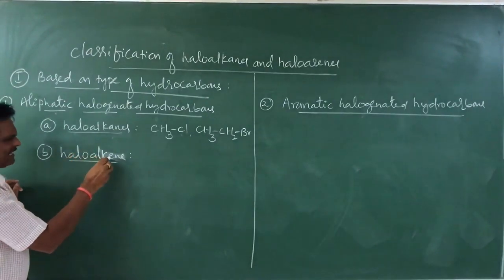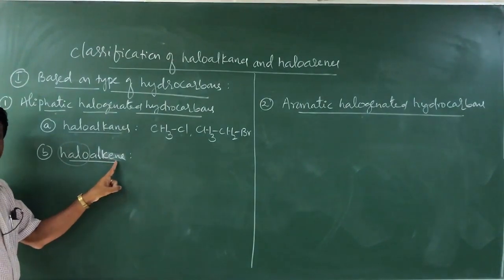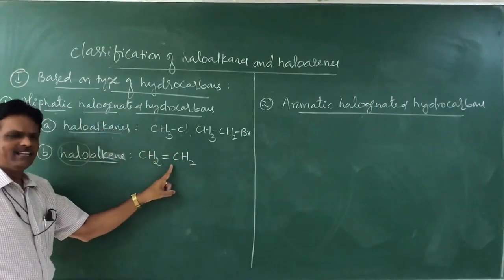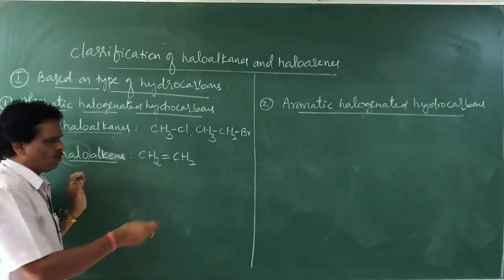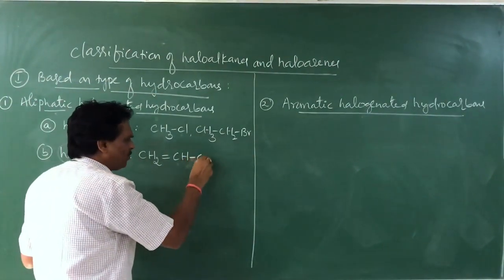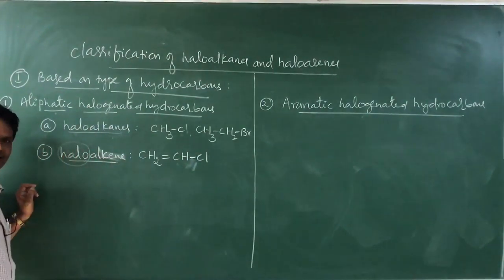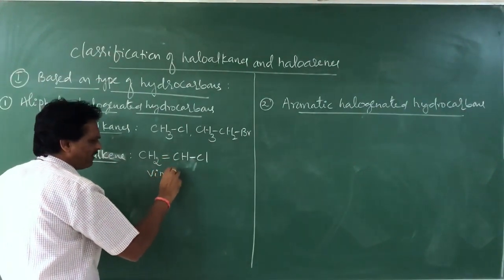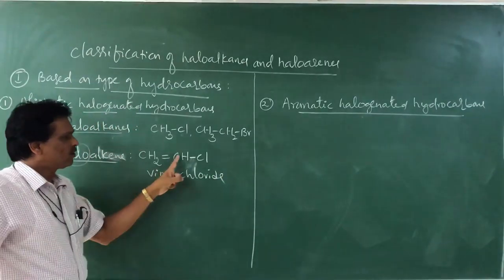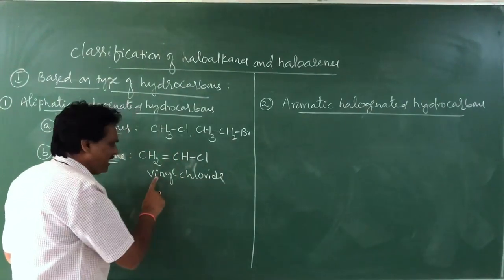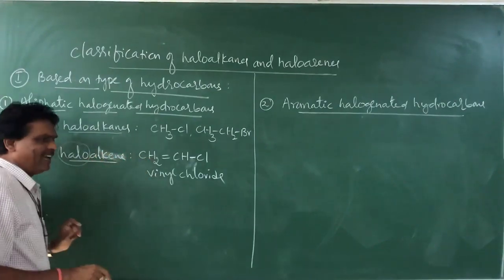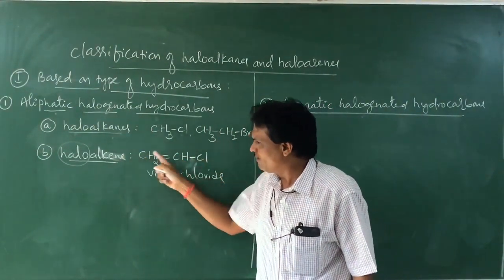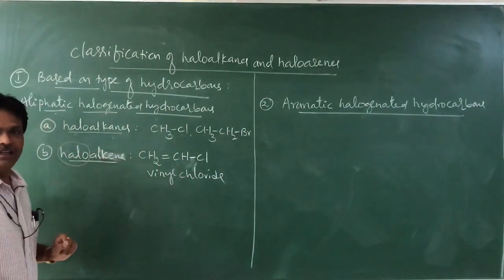Haloalkenes, these are the halogen derivatives of alkenes. So for example, if we take the homologous series of alkenes, CH2=CH2, this is ethene. It is the first member of the homologous series of alkenes. So one hydrogen atom of ethene is replaced by chlorine. This is an example for haloalkene. In alkene, if one H is replaced by one chlorine, or in general one halogen, this is vinyl chloride, also called chloroethene. So haloalkenes are the halogen derivatives of alkenes obtained by the replacement of one hydrogen atom of alkene by one halogen atom. This is haloalkene.